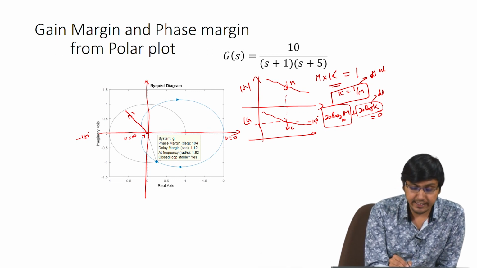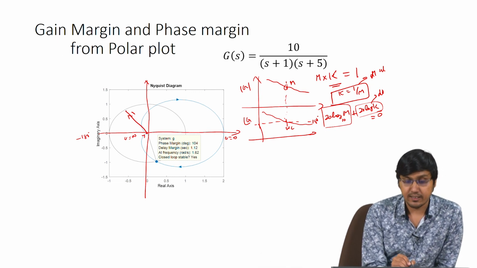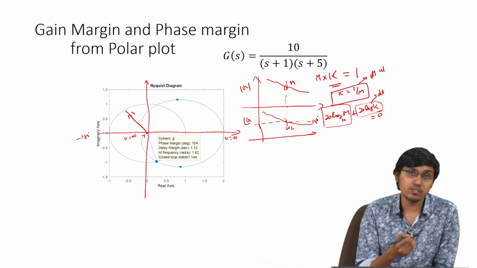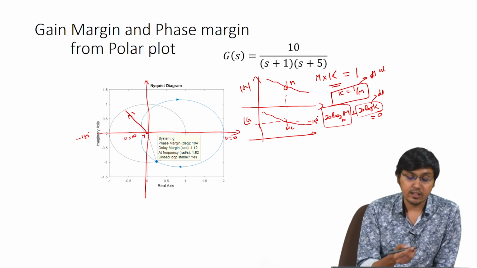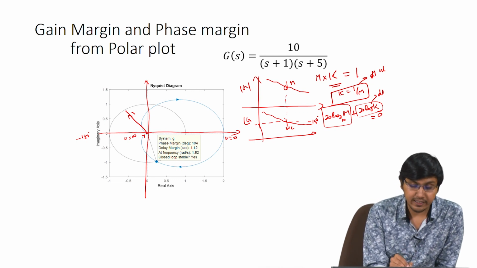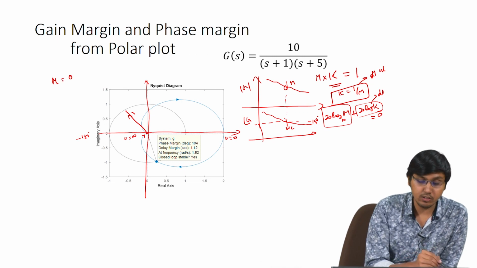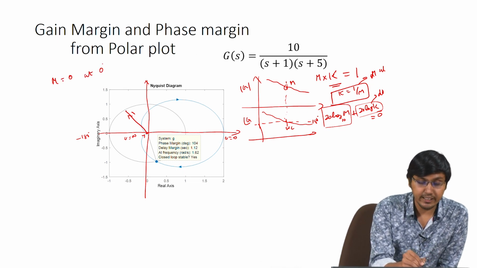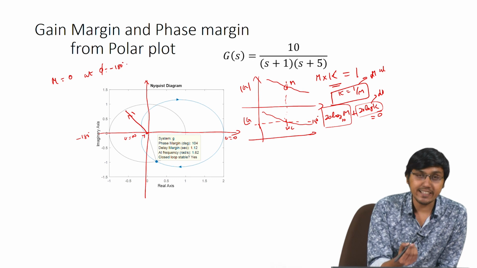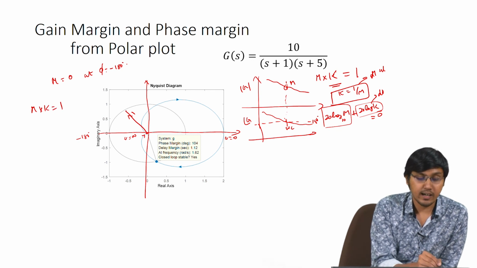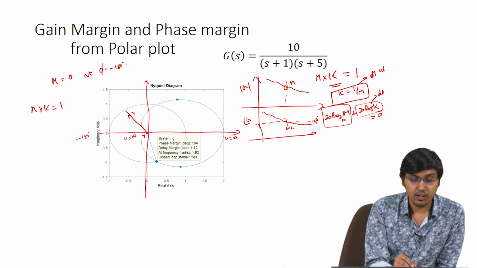At minus 180 degree the gain is 0, right. So, the magnitude M is going to 0 whenever the phase is equal to minus 180 degree. So, basically it means that you can have infinite gain, right. If you want to say M into K must be equal to 1, and now M is equal to 0 because at minus 180 degree.